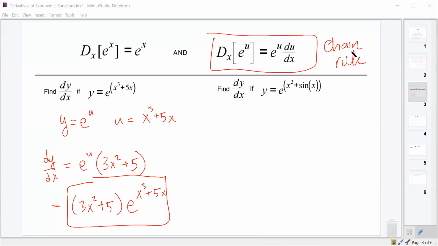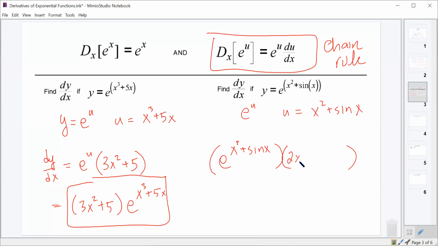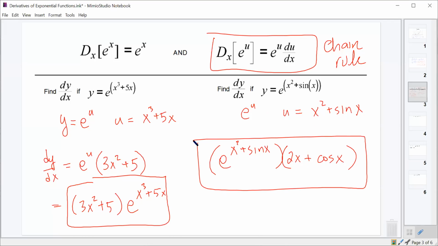Ready, go. All right, so this is e to the u with u equal to x squared plus sine x. So we just do the derivatives of each. The derivative of e to the u is e to the u, or e to the x squared plus sine x. And what's the derivative of x squared plus sine x? Ought to be 2x plus cosine of x. Everybody good with that? Yes. All right, cool. So e to the x is a good function. It's a good one to know. We need to know that derivative. You need to memorize that derivative.